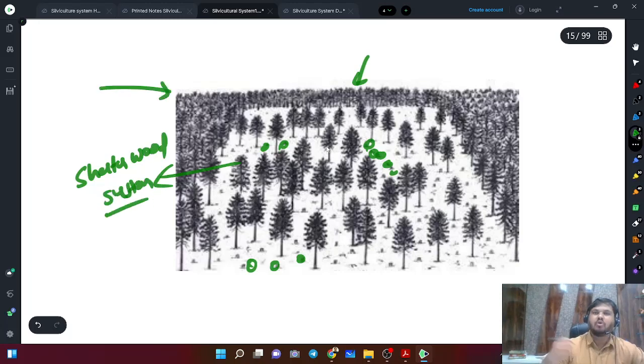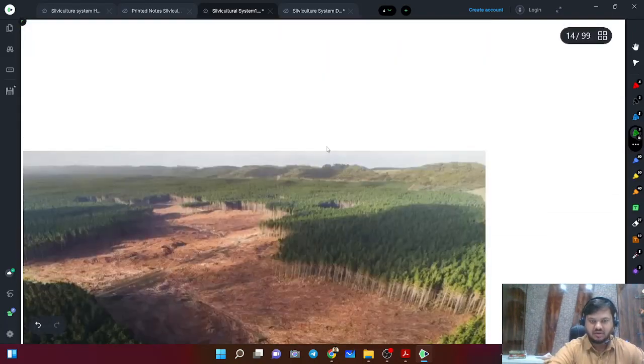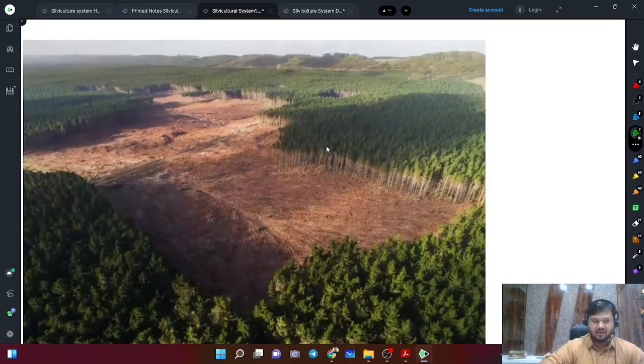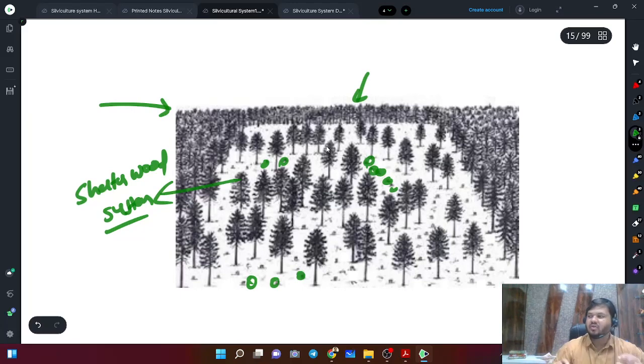Like in books, you won't get such pictures. Such pictures give you more clarity, more understanding of the subject. So in clear felling, this was the scene: everything was cut and destroyed, and we will plant it. But here you have left some trees. This is the only difference between shelter wood and clear felling system, right?